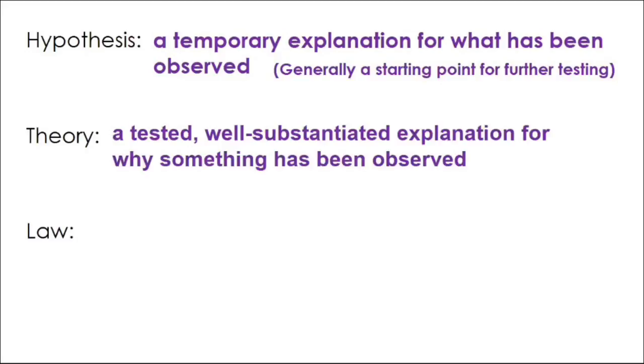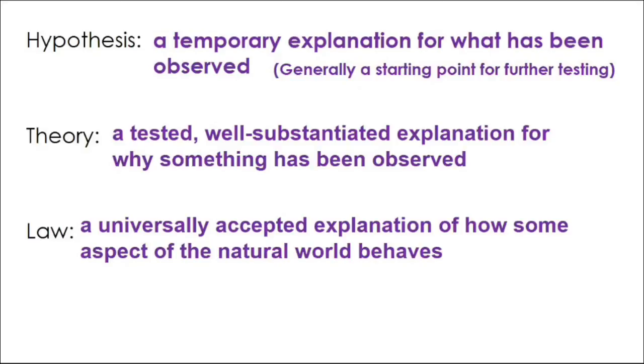A theory, on the other hand, is a tested, well-substantiated explanation for why something's been observed. So this is where other scientists come in and do their own experiments following your process. If they get the same results, then that can become an accepted theory that explains why what's happening is happening. And if enough people do those tests and everyone agrees that obviously this is the reason why or how something is happening, then that can become a law, a universally accepted explanation of how some aspect of the natural world behaves.